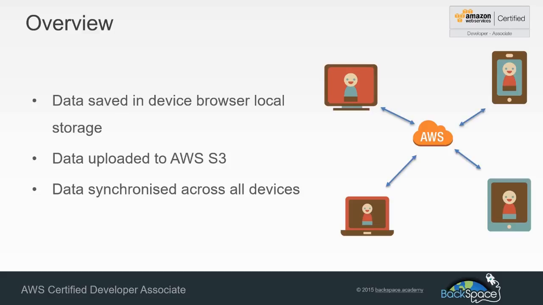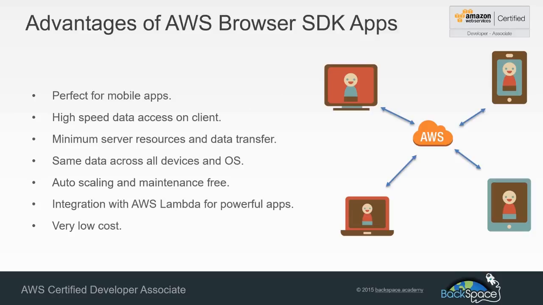So what it means is that because we are using browser local storage, we're getting really high-speed access to our data. So again, this is perfect for mobile applications where you might have many thousands of users of your application, and you want to minimize your server-side costs. You also want to minimize the latency of accessing data, and you want to give the user a very good experience, a high-speed experience where they're accessing their data on their device very quickly. So again, very high-speed data on that client.